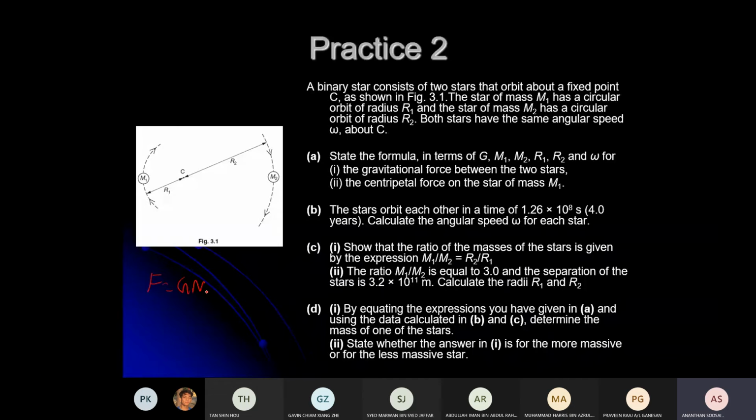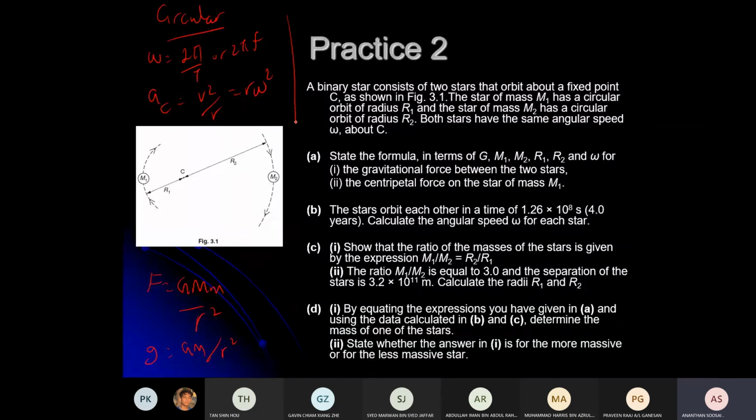F equals GMm over r squared. Gravitational field strength is GM over r squared. Your circular motion: omega is 2 pi over T or 2 pi f. Centripetal acceleration is v squared over r or r omega squared. Centripetal force is m r omega squared or mv squared over r.